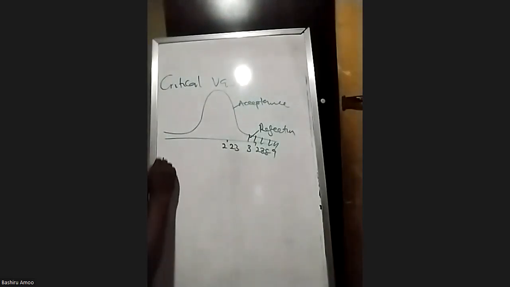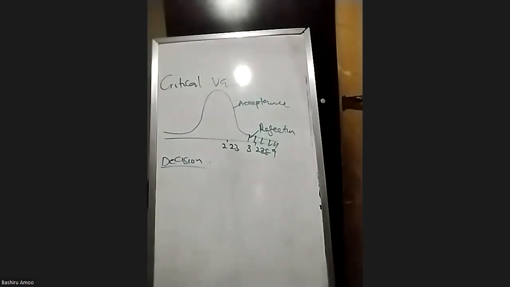Then the next step is the decision. Under decision, it is the same for all the tests that we have. Please take note that when the calculated value is greater than the tabulated value, you are meant to reject the H0. And it's the opposite also, which means when the calculated value is less than the tabulated value, you are meant to accept the H0.